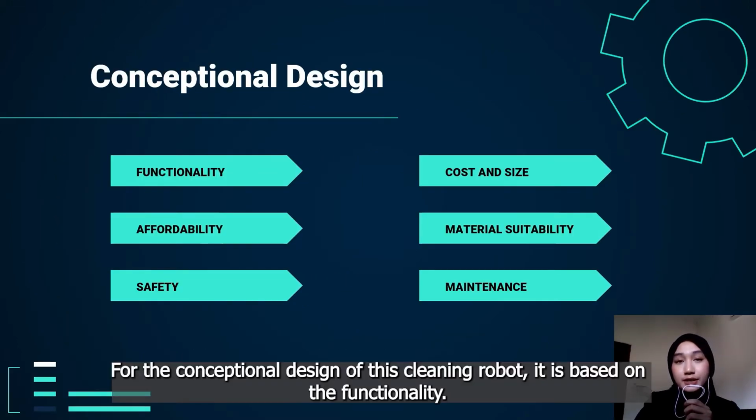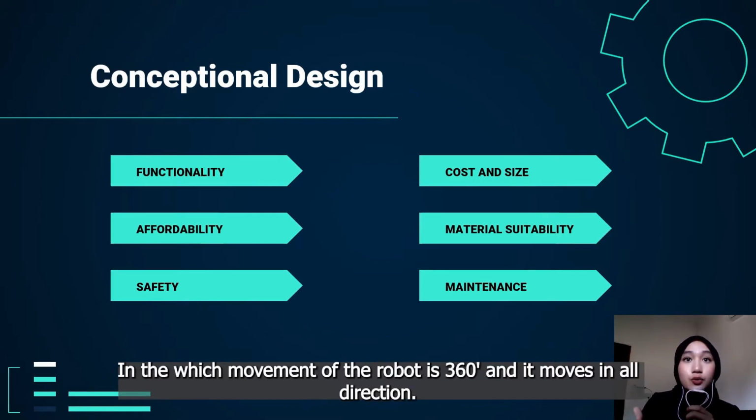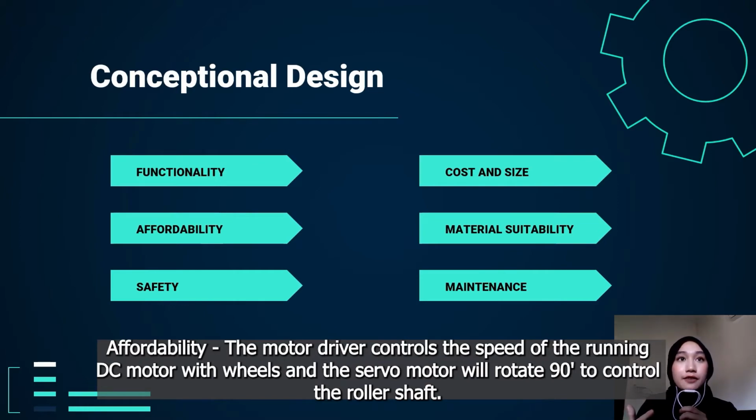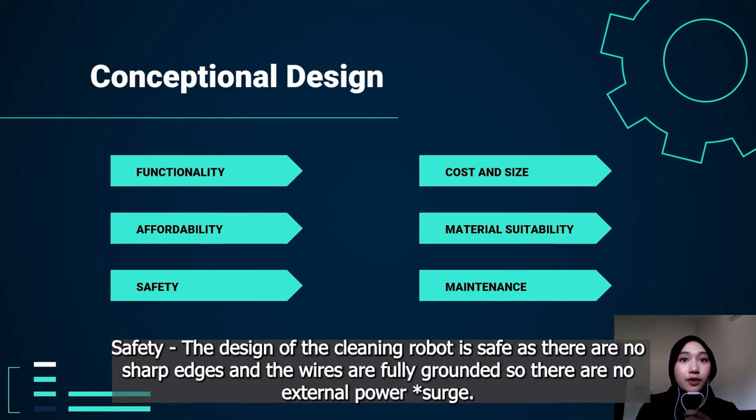So for the conceptual design of this cleaning robot, it is based on the functionality, in which the movement of the robot is 360 degrees and it moves in all directions. The second one is the affordability, in which the motor driver controls the speed of the running DC motors with wheels, and the servo motor will rotate 90 degrees to control the roller shaft. And the next one is for the safety. The design of the cleaning robot is safe as there are no edges and the wires are fully grounded so that there is no external power surge.